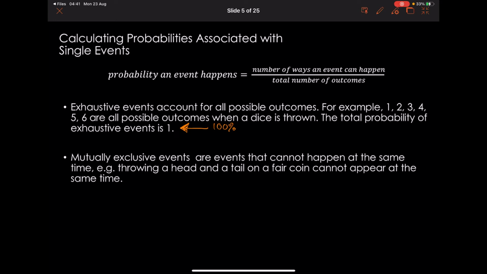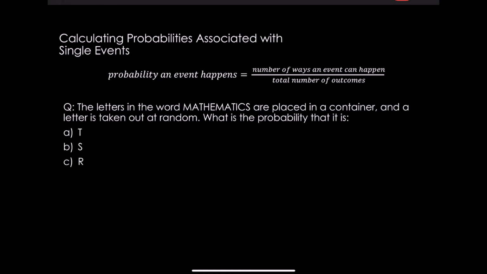Mutually exclusive events are events that cannot happen at the same time. For example, throwing a head and a tail on a fair coin cannot appear at the same time. So you just need to know the difference between exhaustive events and mutually exclusive events. Now then, let's look at a question.